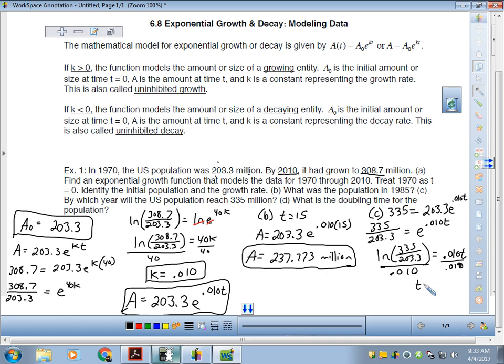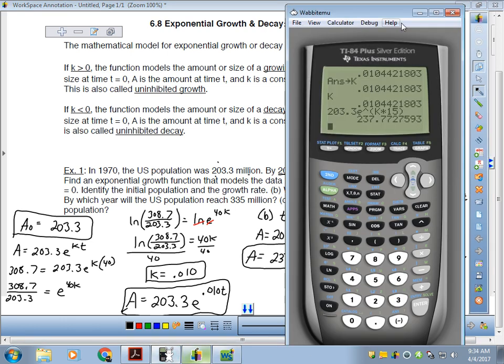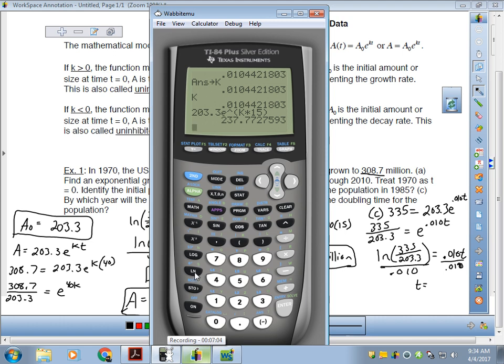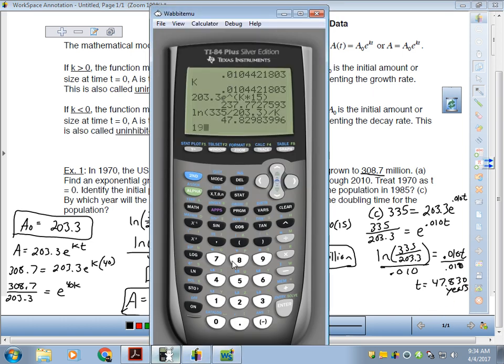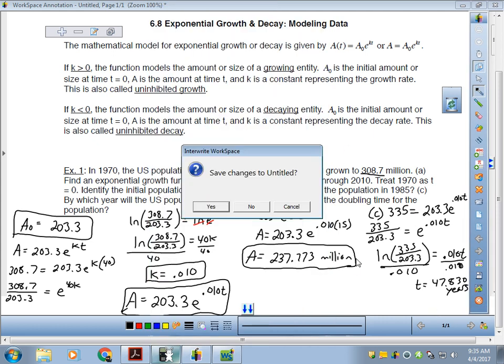Okay. And so we get t equals, and then we'll go to our calculator. So I'm going to do a natural log 335 divided by 203.3. And then that natural log gets divided by our k value. So I'm going to say, hey, let's divide that by the k. And there we go, 47.829. Oh, no, that'll round up to 47.830. So 47 years, which really means that it's 1970 plus 47 years. So it's in 2017.